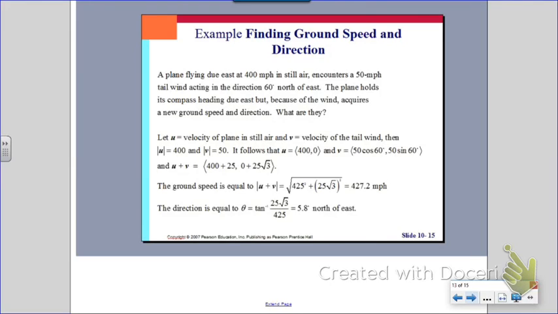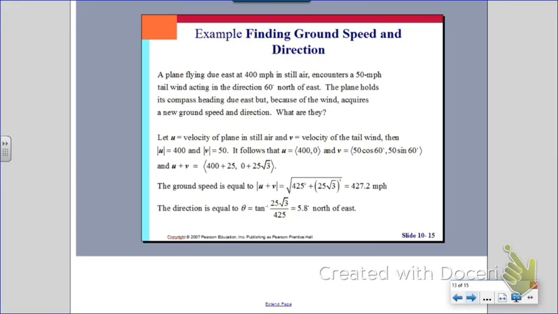A plane flying 400 miles per hour encounters a 50 mile per hour tailwind in a direction 60 degrees north of east. Because of the wind, the plane acquires a new ground speed and direction. What are they? So we let u be the velocity of the plane in still air, and v is the velocity of the tailwind. Then the magnitude of vector u is 400, and the magnitude of vector v is 50. And that's our speed. So we know absolute value or magnitude is equivalent to speed in a velocity problem.